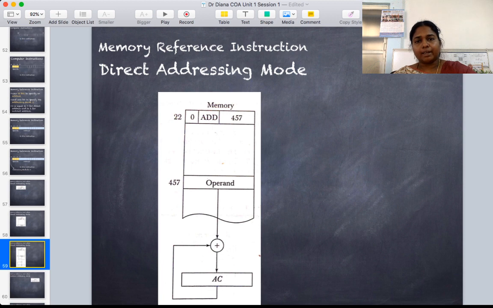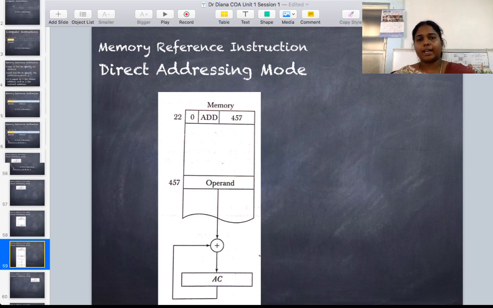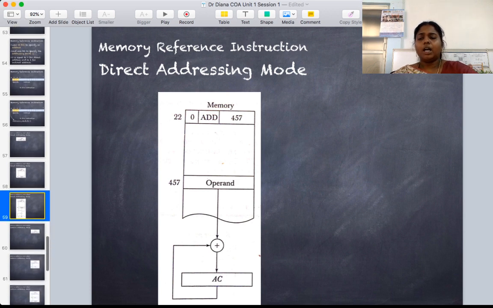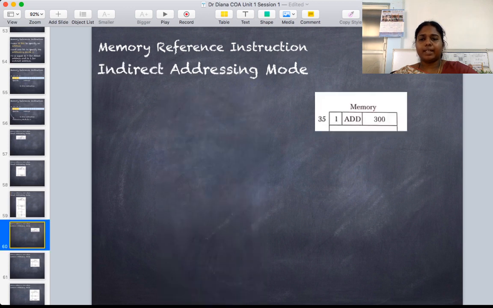So in direct mode, my instruction is placed somewhere in memory, and whatever is given as part of the instruction, the address field, gives the location of my operand. If I go to that address, I'll directly get my operand value, and it can be used for any operation that is given in the instruction. Now look at indirect addressing mode.